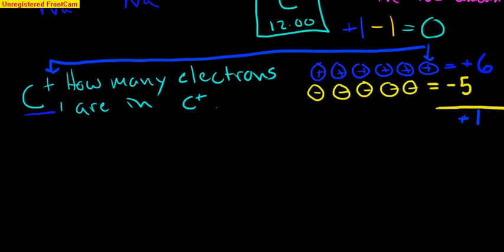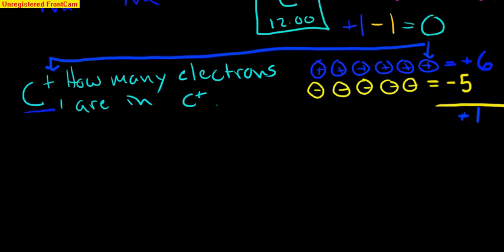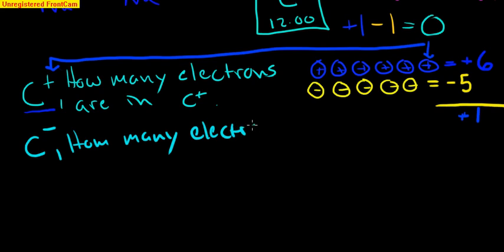So let's take the same example and let me scroll down here and get a fresh work area. Same principle. We're still talking carbon. Okay, let's not even change carbon. So now I'm asking you carbon minus. And I'm asking the same thing. How many electrons are in carbon minus? Remember that that minus or that plus is representing a charge. Those charges are representative of the protons and the electrons.